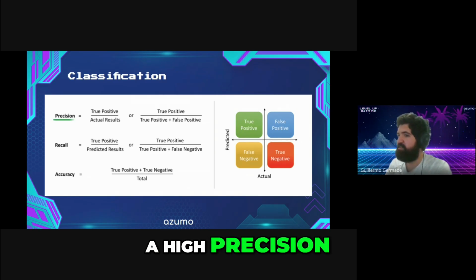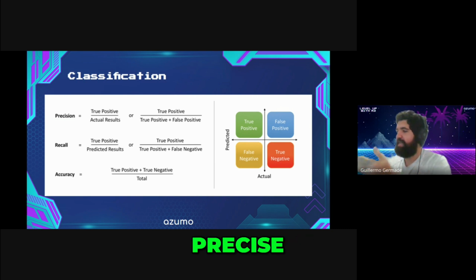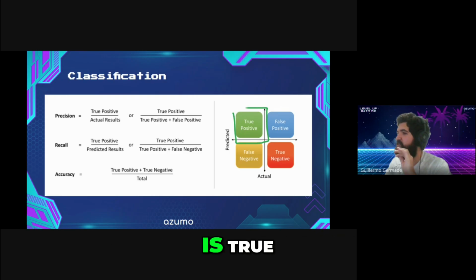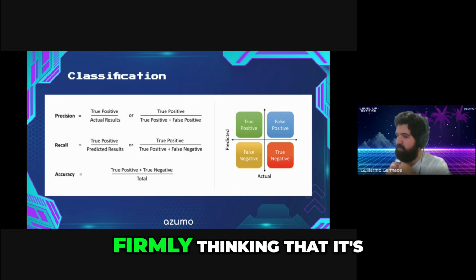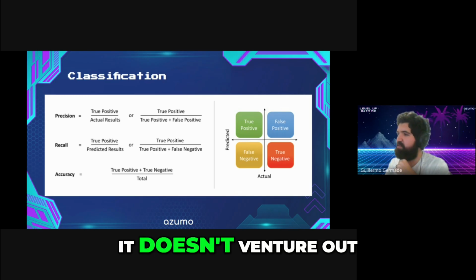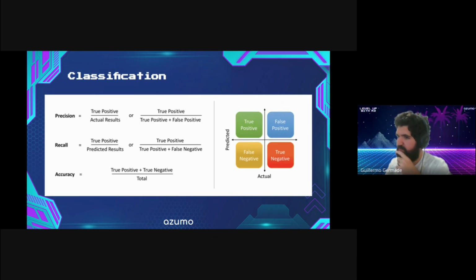But if you have a high precision, it means that your model is very precise. That's why it's called that way. It only says the situation is true when it is really firmly thinking that it's going to be true. It doesn't venture out. It doesn't risk getting false positives.